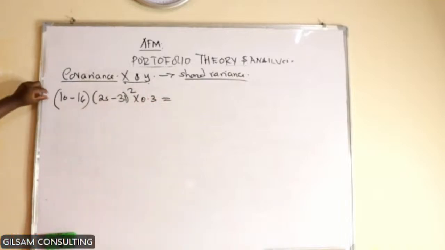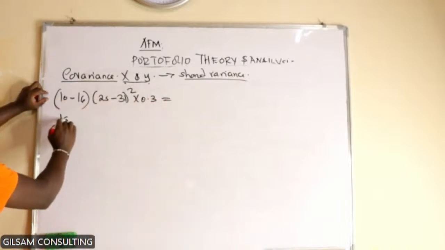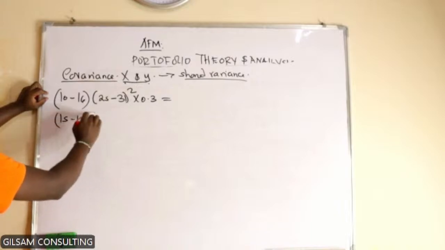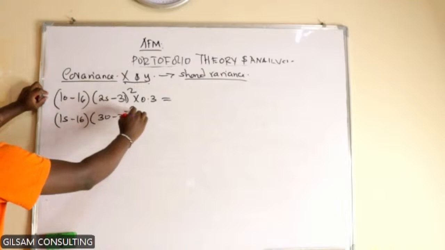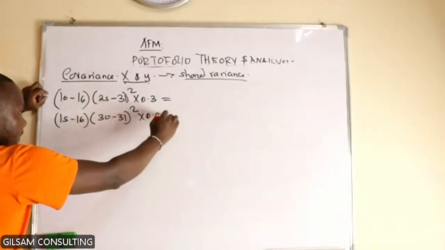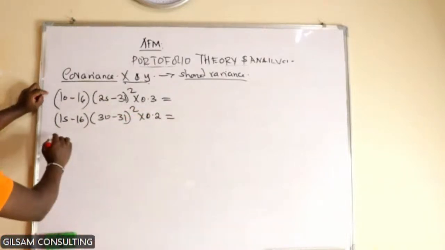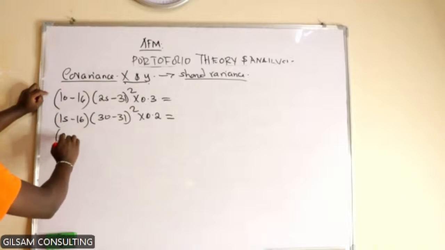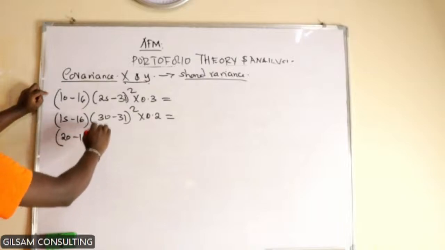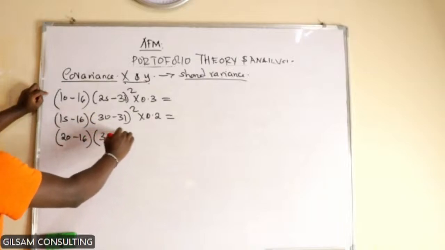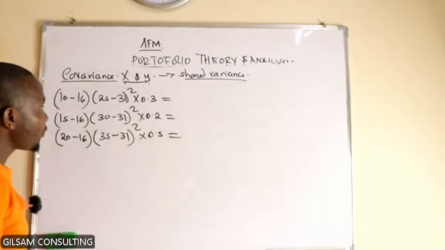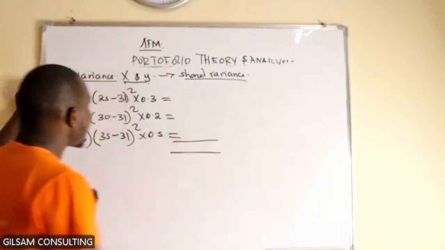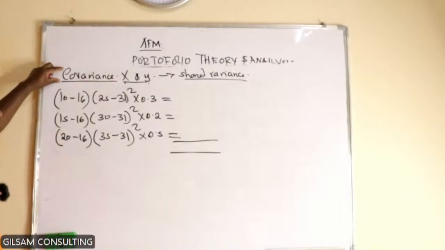You go to the second one, which is 15 minus 16, and 30 minus 31. Multiply by the second probability. Number 3 is 20 minus 16, combined with 5 minus that, multiplied by the last probability. That one will give you the covariance, 11.29.